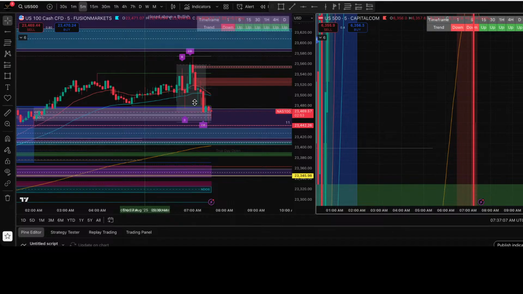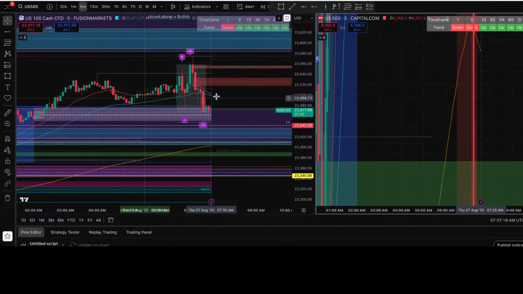So what I'm waiting for is NAS to pull back and give us a proper setup to go short. That will fall in suit with US 500.